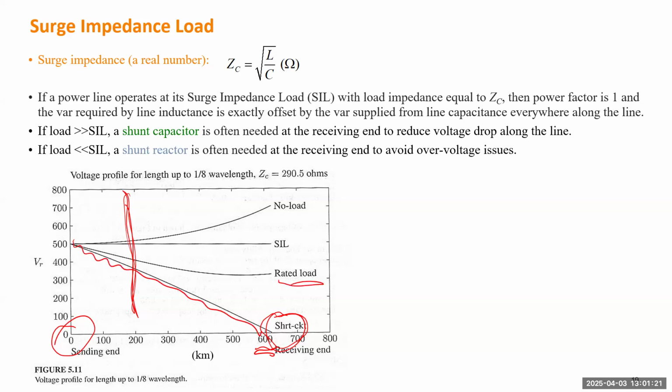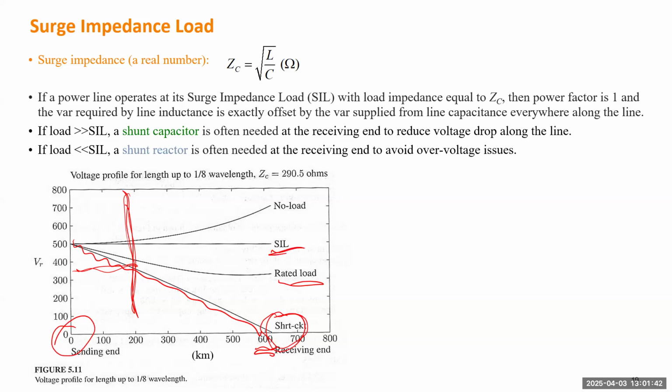If you connect it to a rated load, voltage will decline. Linearly, within 200 kilometers, it can just decline. Maybe it's still a lot. So it's not good to have a very long transmission line. But if you have a short line, the concern will be smaller.